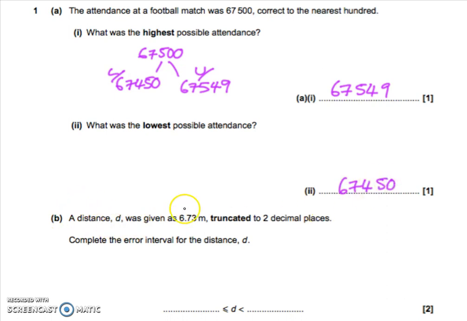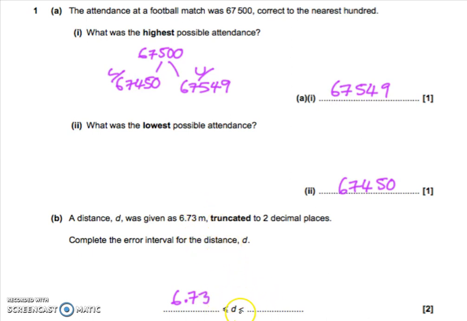Question 1B, this is fairly new to the new spec GCSE. This word truncated just means chopped off, and you've got to look at the inequalities that you've got between the possible distance. This isn't what we call an error interval, so the lowest possible number would be 6.73, because there would be a 0 after here, which we don't need to write.